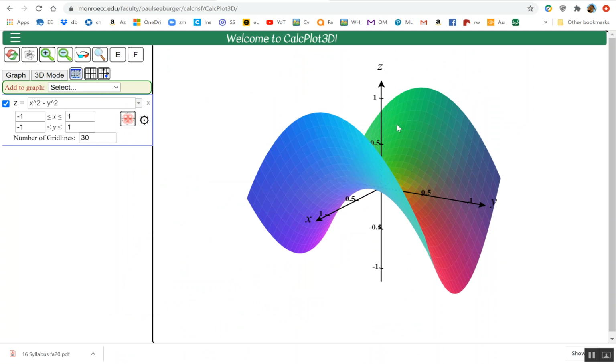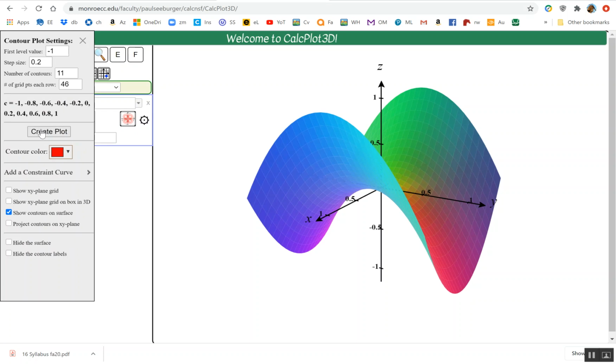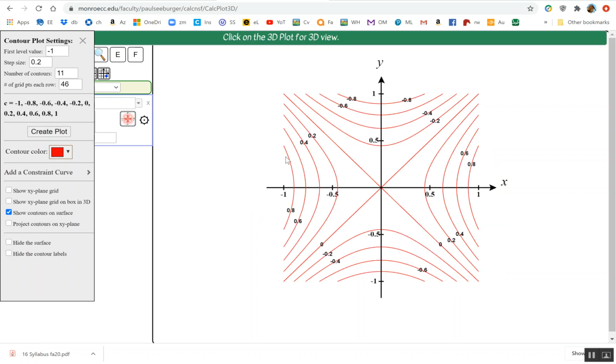Here I've got a surface. You can see it lies above the XY plane at times and below the XY plane. If you click on this icon here, it'll give you some options. I'm just going to click on Create Plot and use the default. It gives me the curves. These are level curves. These are curves in the XY plane over which the height of the surface is constant.